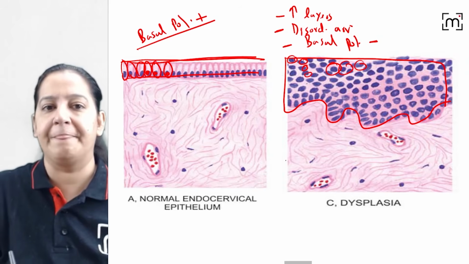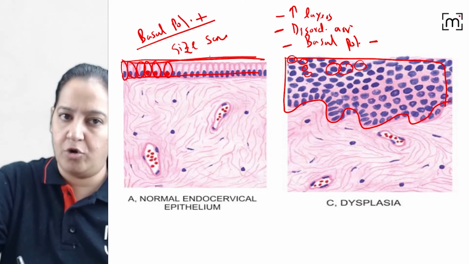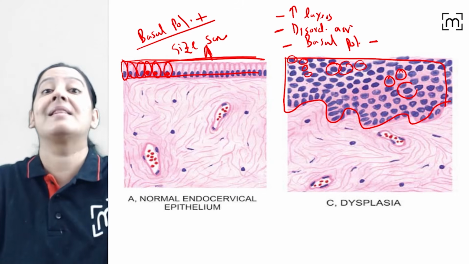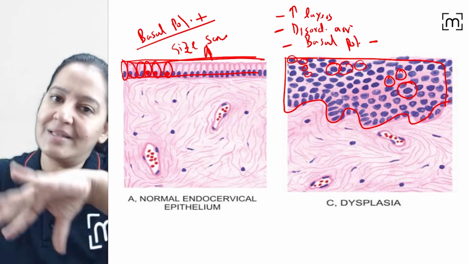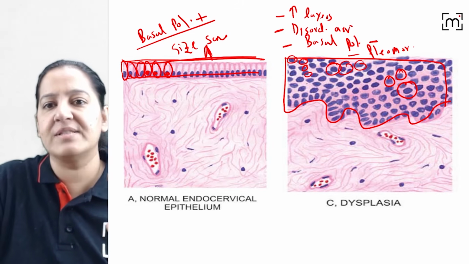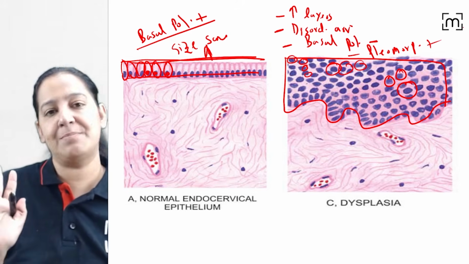Fourth is pleomorphism. Here the size and shape of all the cells is the same normally. But here different cells are different. Some are small, some are medium, some are large. So here the size of all the cells is different. It is known as pleomorphism. Pleomorphism means the size and shape of the cells is different. The fourth thing is pleomorphism.